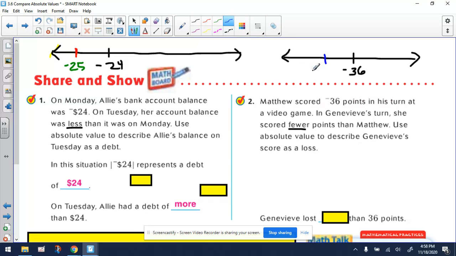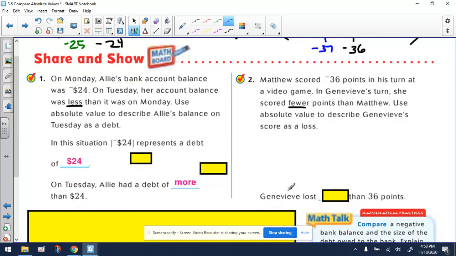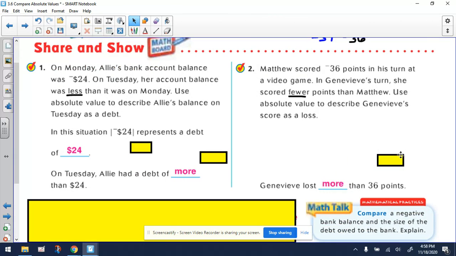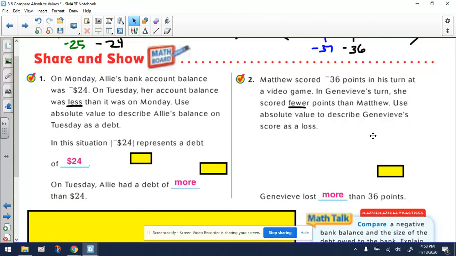So maybe over here, maybe it was something like a negative 37 for Genevieve. I'll put a G above that so we know. And let's put an M above this so we know that that's Matthew. Use absolute value to describe Genevieve's score as a loss. So we have to decide Genevieve lost blank points, or lost, more or less than 36 points. So look at the number line and decide. And we come up with she lost more points than 36 because we're talking about a loss here, right?